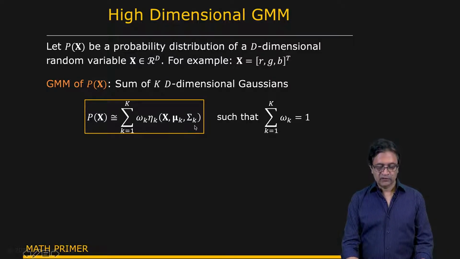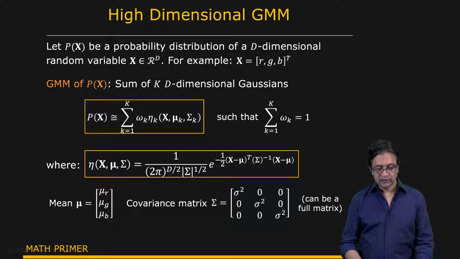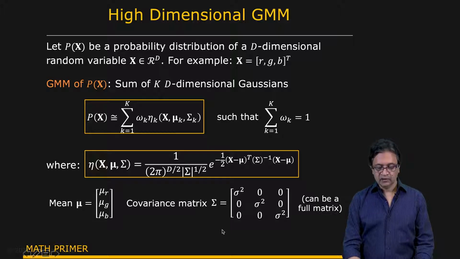So you have a sum of Gaussians here. It's exactly the same equation we saw before. And we still want the sum of our evidences, the omega k's, equal to 1. But in this case, each Gaussian has a mean, which is actually a mean vector. So you have a mean for red, a mean for green, and a mean for blue. And instead of sigma being a single number, a standard deviation, you now have a covariance matrix, large sigma right here. This is your covariance matrix.